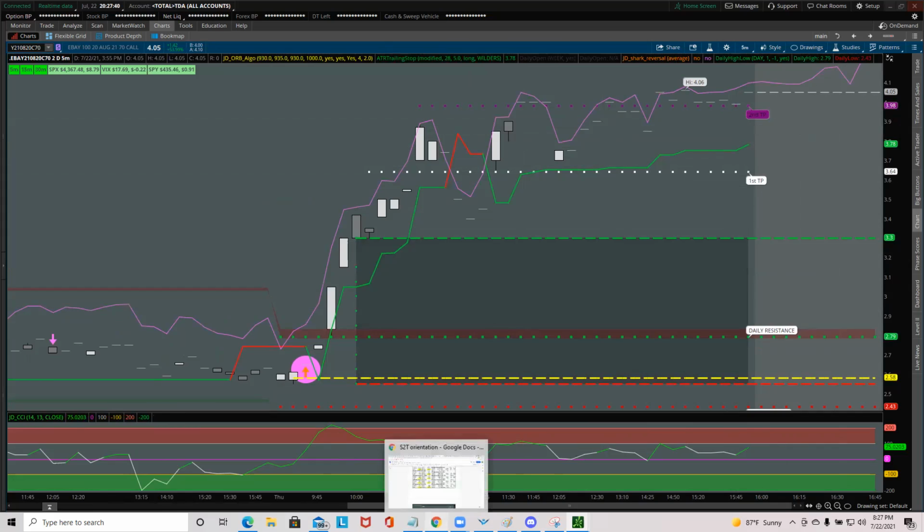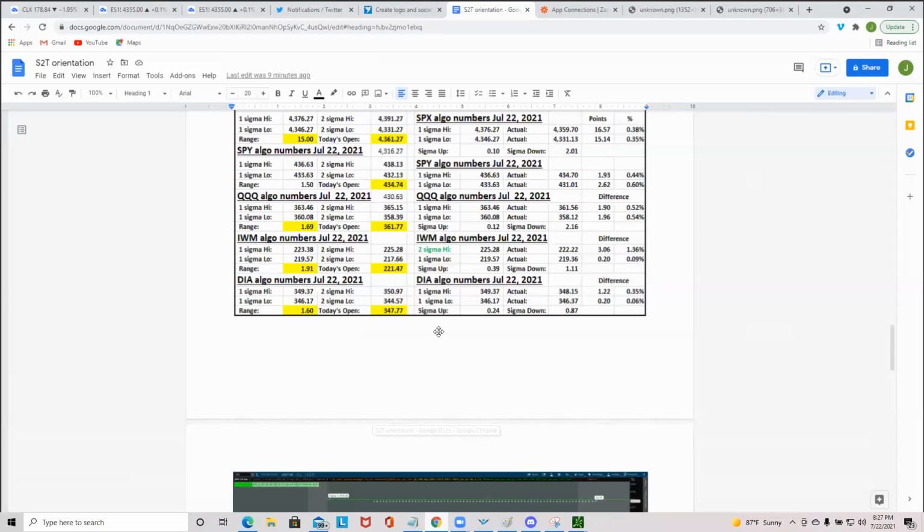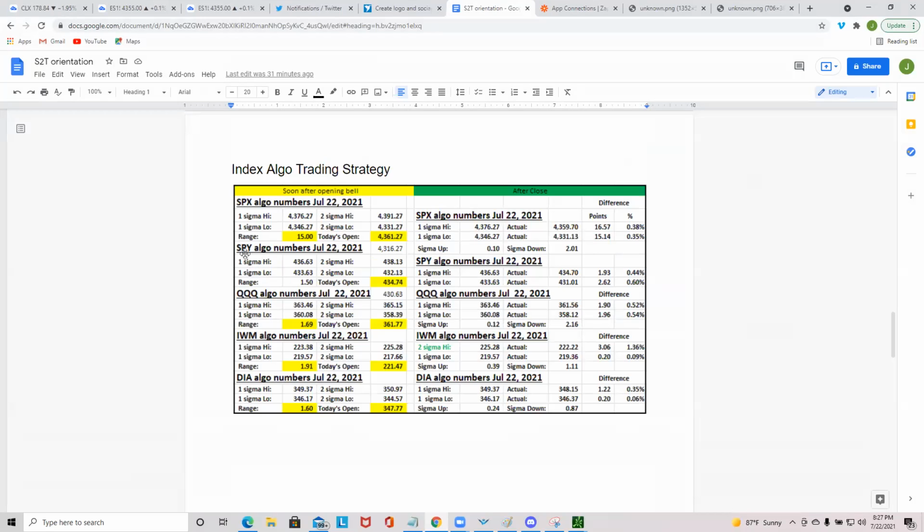Every single day we generate algos for most of the indices that are out there. If you take a look at it, this is today. We get the SPX numbers, we get the SPY numbers, QQQ, IWM, and the Dow Jones right here. This is soon after the opening bell. You'll get all these numbers, and you get updates throughout the day.